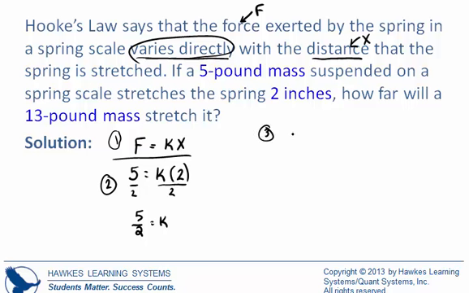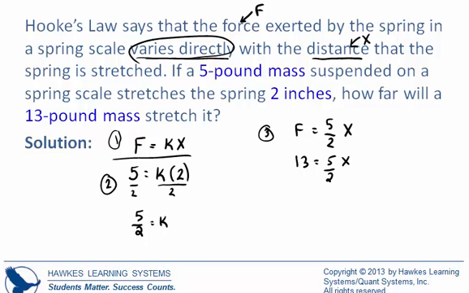And then the third step is to take your formula and update your formula now with the k value. We know that k is 5/2, and try to answer the question. The question says, how far will a 13-pound mass stretch it? So if we change the 5, the force, to 13, we want to know how far will the spring stretch. We want to know the distance. And so we're going to solve for x.